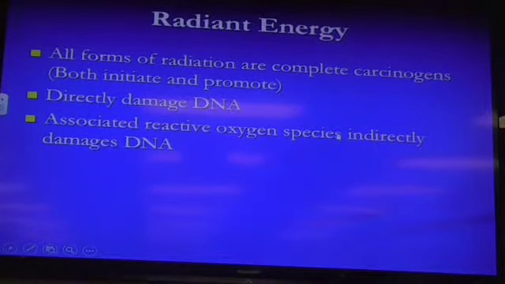So radiant energy is a complete carcinogen. It's both the initiator and the promoter. It directly damages DNA. And you also have indirect damage to cells and DNA and every other component of the cell from the production of reactive oxygen species.